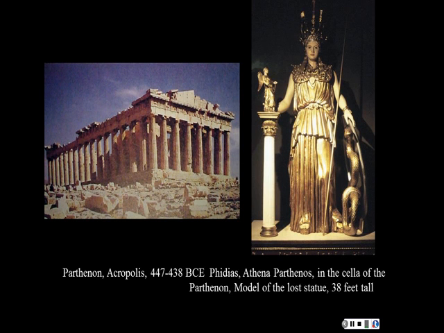Her skin was made of ivory, her cloak of gold, extraordinary in size. The cella of the Parthenon was made wider than usual to accommodate this huge statue. She has in her hand the goddess of victory, the Nike, who was the winged female impersonation of victory. And of course, the swish is meant to be the wing of this goddess.